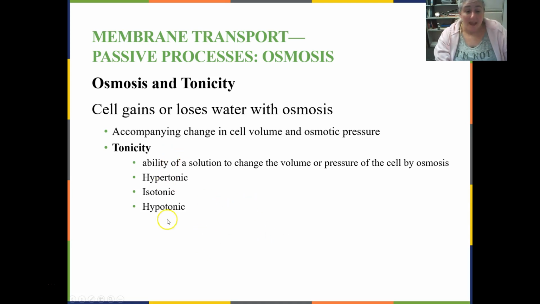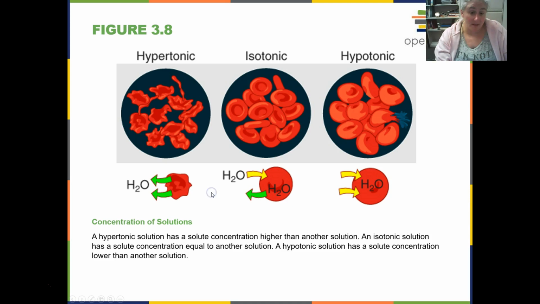In a hypotonic solution, you have more water outside of the cell than inside of the cell, and so the cell gains water. Isotonic solutions are solutions where you have equal amounts of water to solute ratios in the cell and in the solution surrounding the cell. And so here's what these solutions do to cells.